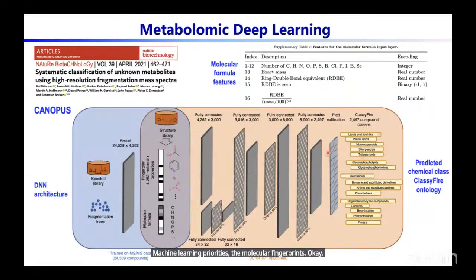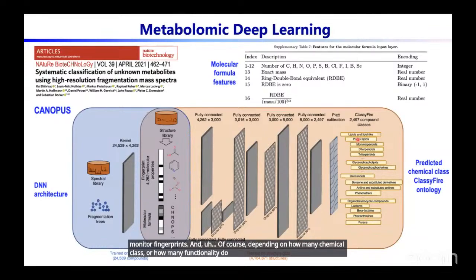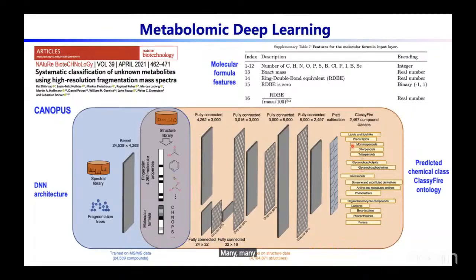Okay, so this is a more detailed architecture for generating the labels, the molecular functionality, or the chemical class of the molecular fingerprints. And of course, depending on how many chemical classes, how many functionalities you are interested in, you could have many classes here. So it is a multitask deep learning model to generate this kind of information, essentially to label the output molecular fingerprints for the users.